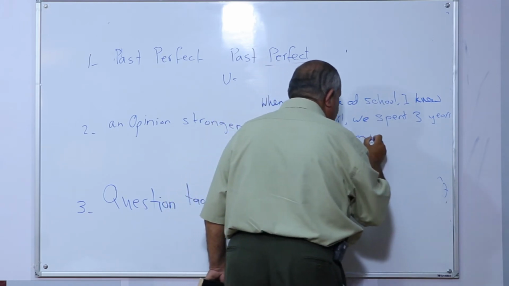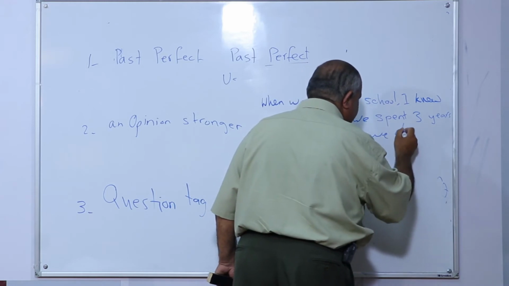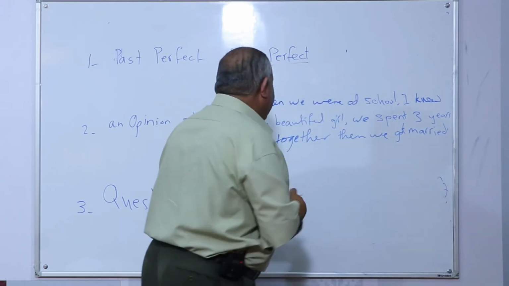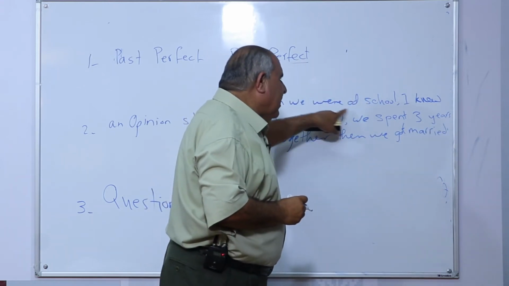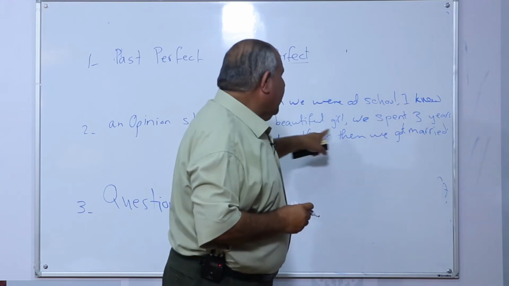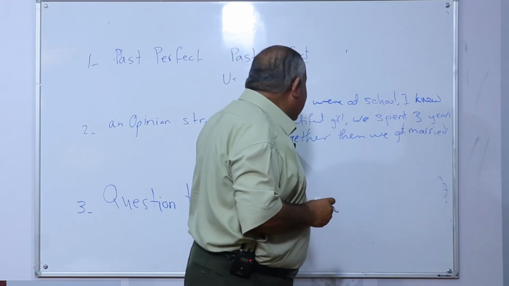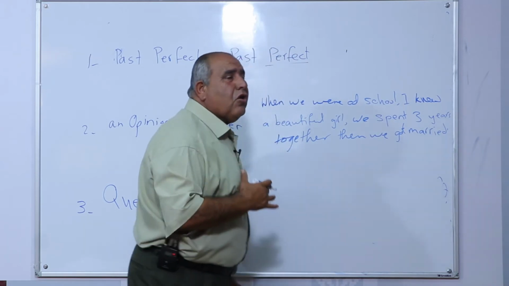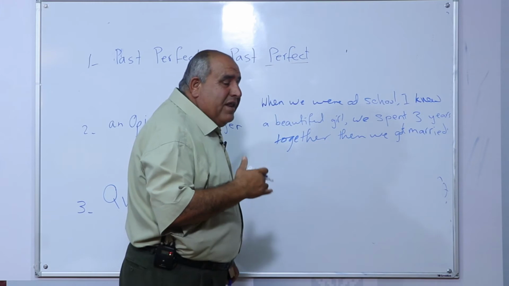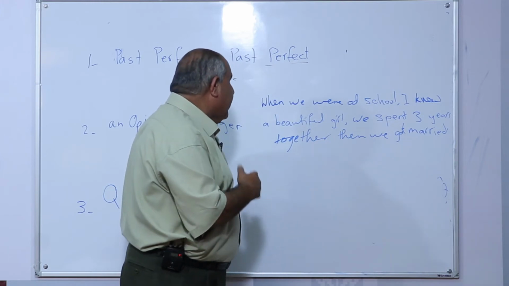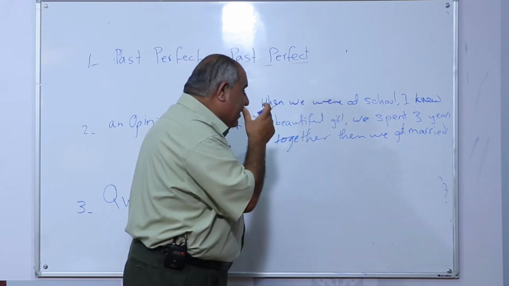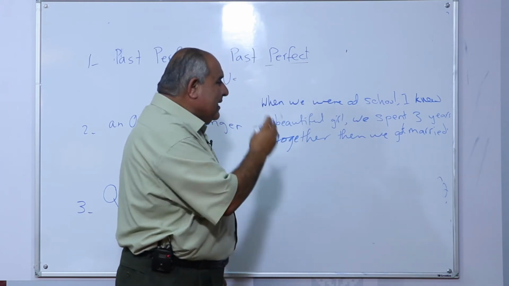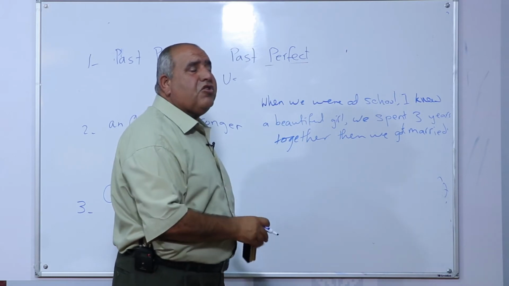Then we got married. Look at these actions: being at school, then knowing a girl, then spending 3 years, then getting married. Now, these actions happened in a chronological order, yani one after the other. Therefore, all of these were used in the past simple tense, and the past simple tense tells us that these actions occurred in a chronological order.